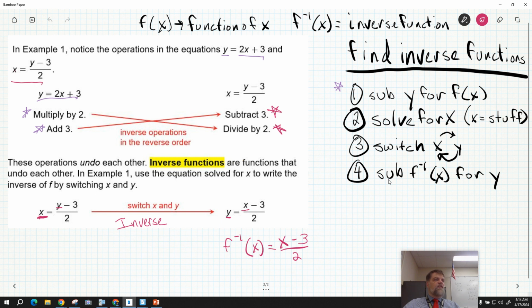And the last thing for finding the inverse function is, wherever there's a y, we're going to plug in f raised to the negative 1. That's really it, and I wrote this down here. Make sure you have this written down in your notebooks. And we're going to write this down a lot.